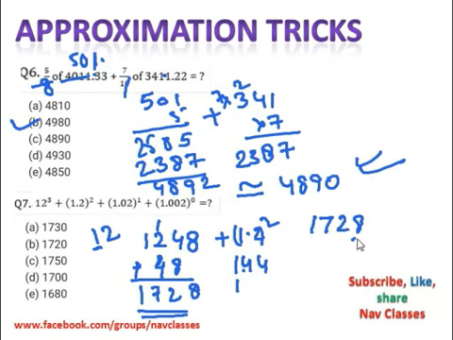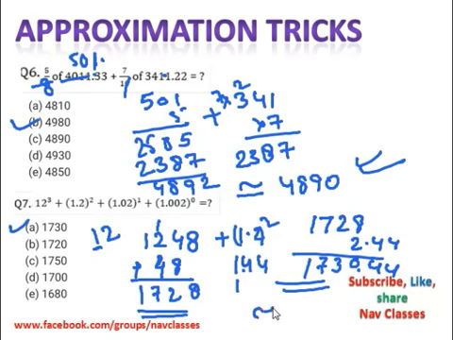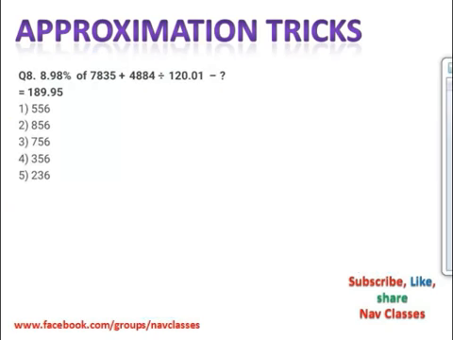1728 plus 1, almost 2.44, it will 0371. 1730 is our answer approximately. Yes, we have the option for this, A number 1730. Okay, hopefully you understand all these tricks. Let's see the 8th number.